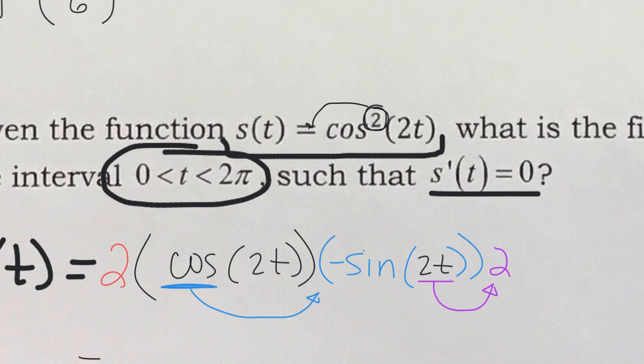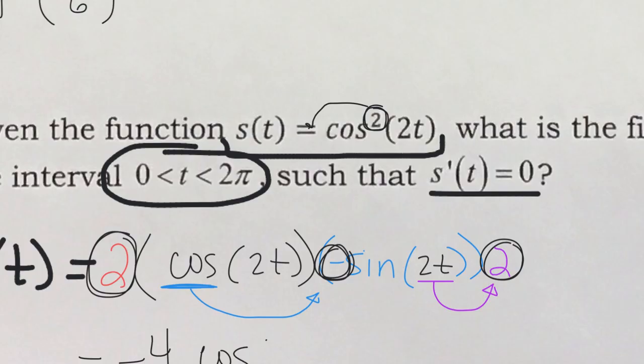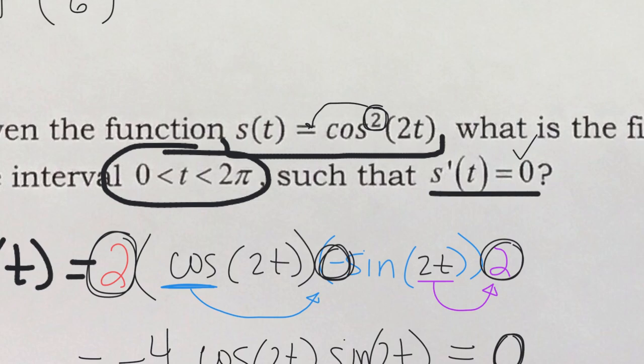So let's do some simplifying. I have a positive 2 times negative 1 times positive 2 is negative 4. Cosine of 2t times the sine of 2t. So that's my derivative. Okay, that's my derivative of cosine squared of 2t. And I want to know what value of t makes that equal to 0. Right, that's what the problem is asking. What value of t makes this 0?